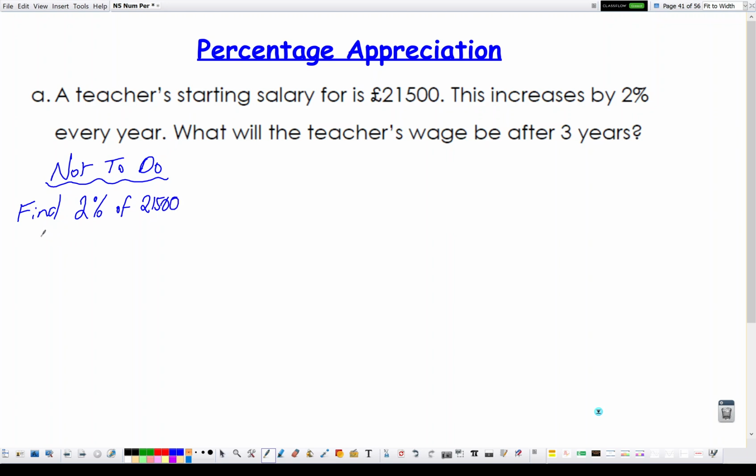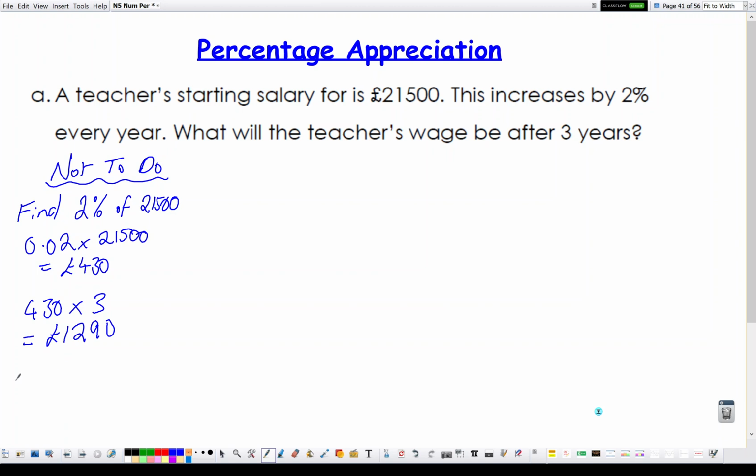So 2 divided by 100, so 0.02 times 21,500. That's going to equal £430. So it's gone up by £430. Then it's for 3 years, so I just do 430 times 3, and then I add that on. So 430 times 3 is 1,290.